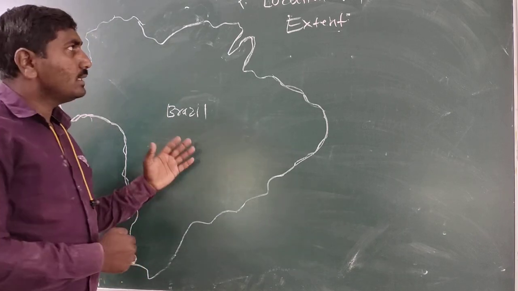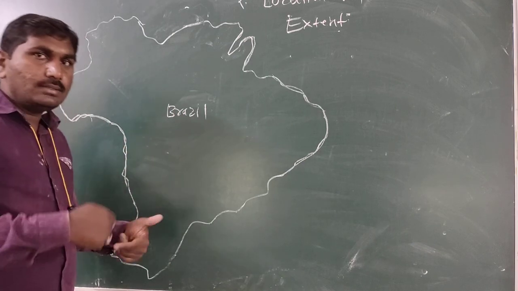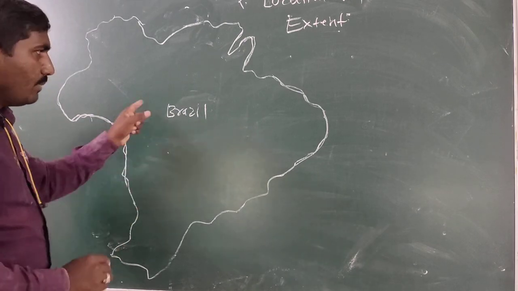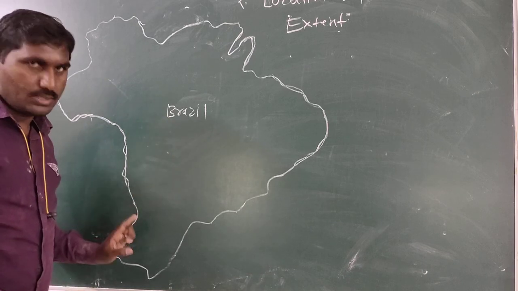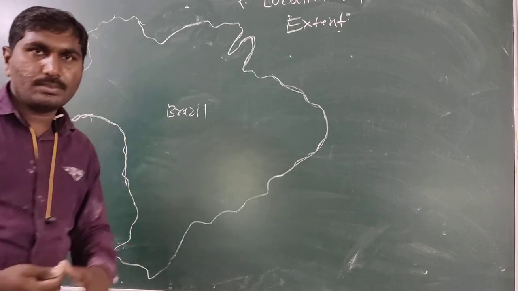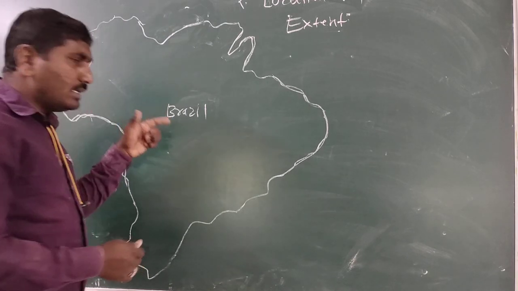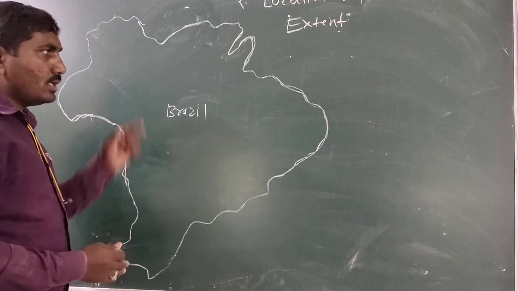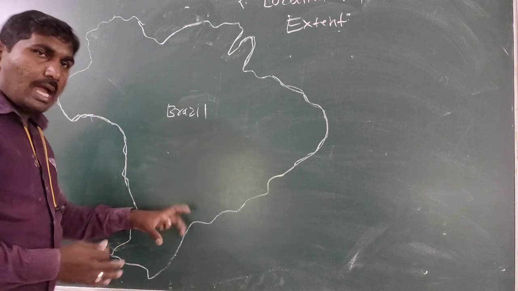First of all we will think about location. Where is the location of Brazil? Before that, we will take overall information about Brazil, like India. Brazil is situated in the South American continent. We all know about the 7 continents: North America and South America are the neighboring continents. So, Brazil is situated in the South American continent, and its location is in the northern, southern and western hemisphere.